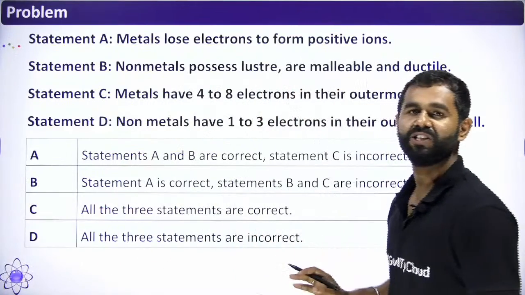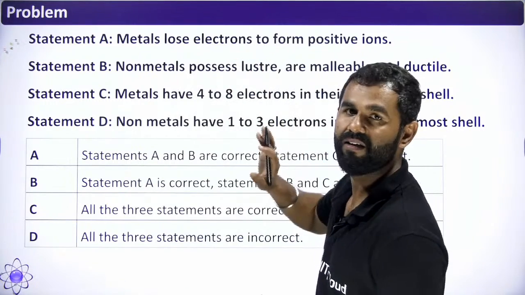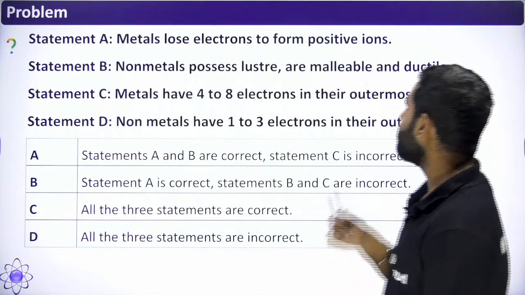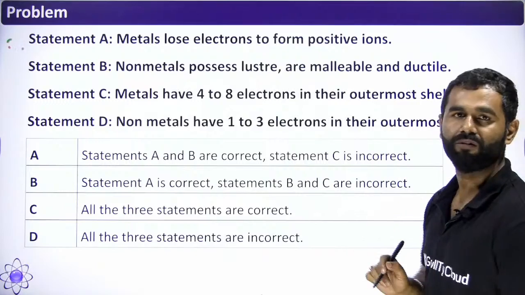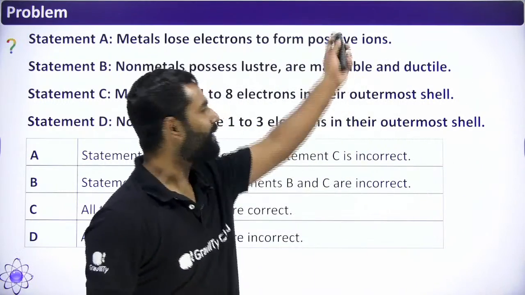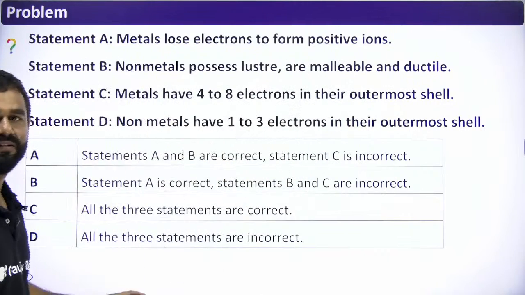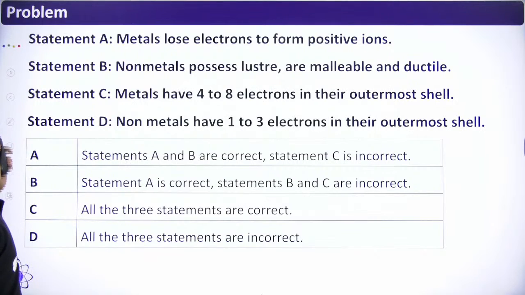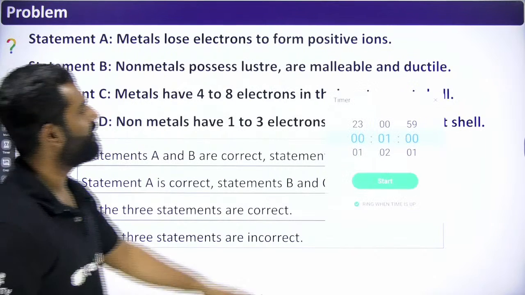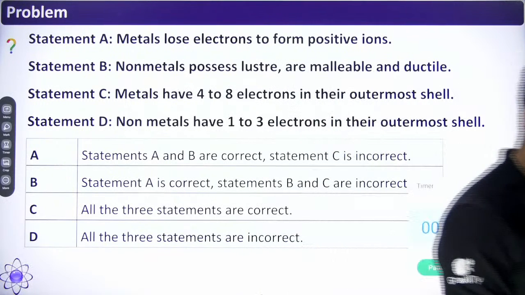Let's start with the first question. The first question says we have four statements A, B, C and D, right? You have to choose which statement is correct and which statement is false. So first of all, see among A, B, C, D which statement is correct and which statement is false, and then go to the options, right? And try to solve this question, and your time starts now. I give you 1 minute. The 1 minute is running, and solve this question.